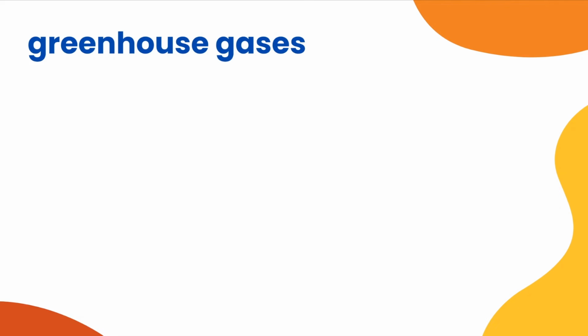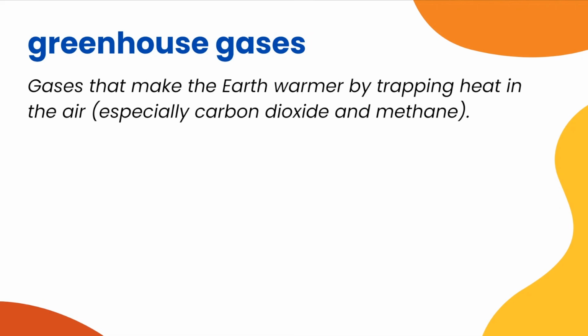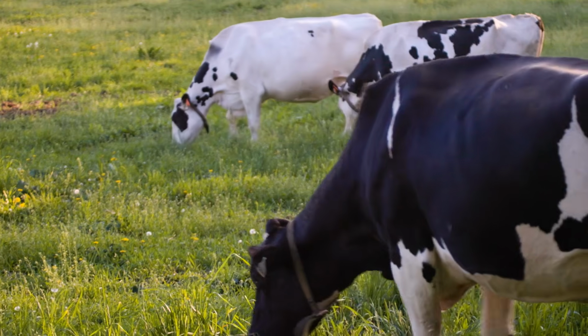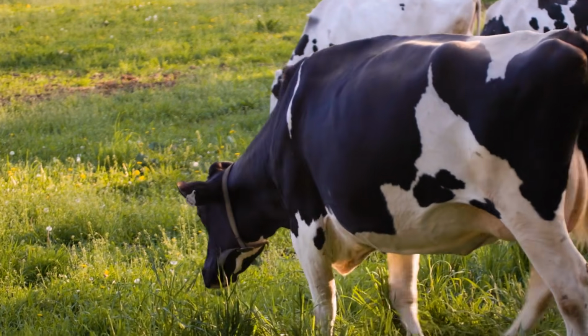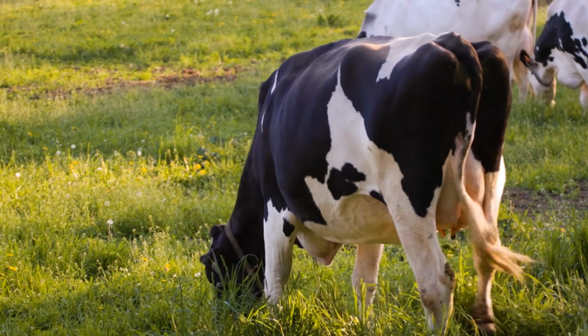The next word or phrase, greenhouse gases. These are gases that make the earth warmer by trapping heat in the air, in the atmosphere. And it especially relates to carbon dioxide, which we just mentioned with carbon footprint, but also methane, which is often produced by livestock, by cattle, by animals on farms.